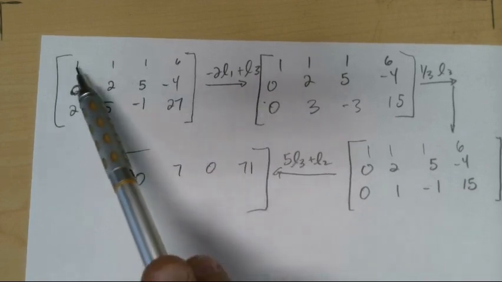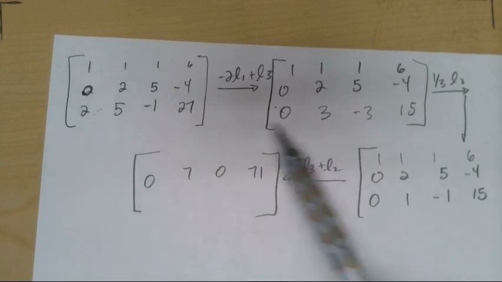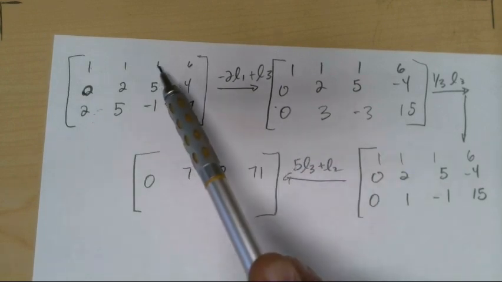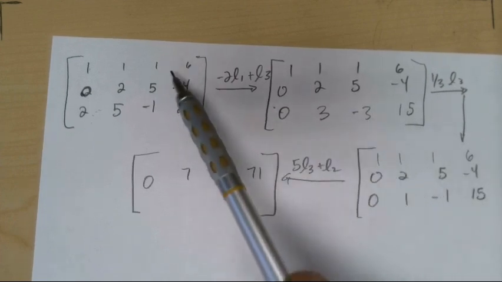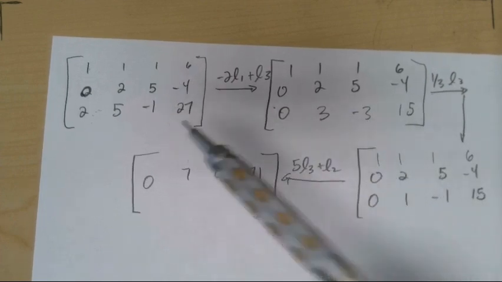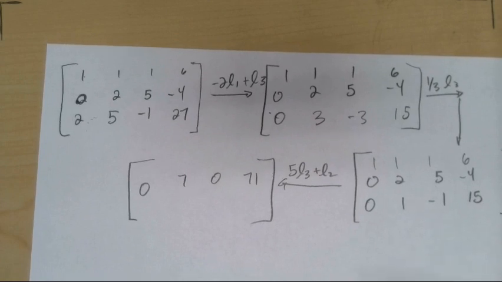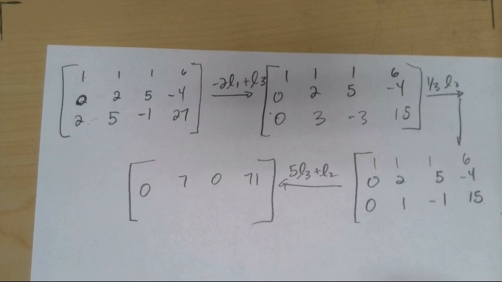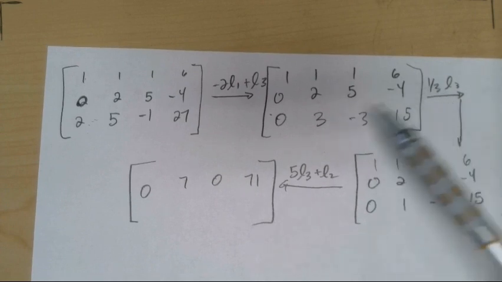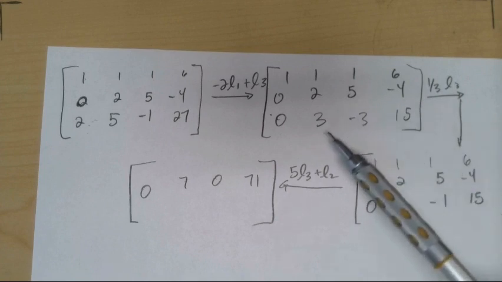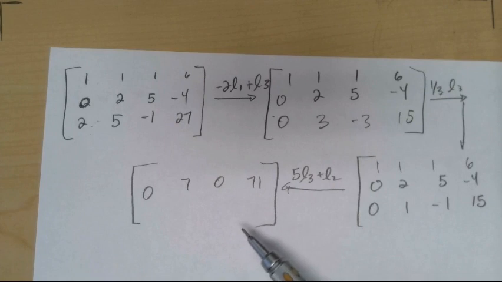So negative 2 times 1 is negative 2 plus 2 is 0. Negative 2 times 1 is negative 2 plus negative 1 is negative 3. Okay. Negative 2 times 6 is negative 12 plus 27, that's going to be 15, right? Yeah. Okay. And then I had this 0, 1, 1, 1, 1, 6, 2, 5, negative 4, 0, 3, negative 3, 15. Multiplied all these by 1/3.